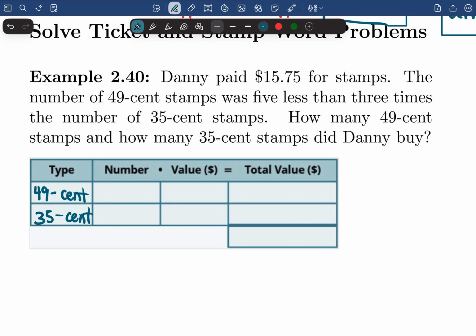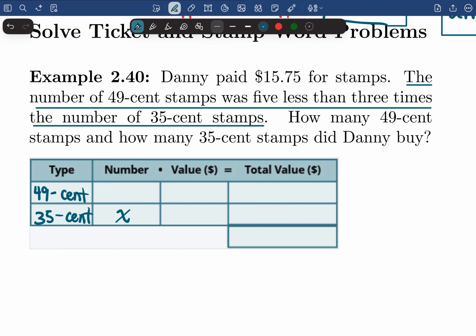Now, looking deeper, I'm going to highlight this sentence right here because it compares the type of stamps with each other. The number of 49-cent stamps was 5 less than 3 times the number of 35-cent stamps. So if I call the 35-cent stamps x, I'm going to use that as the variable number of them. Then the 49-cent stamps was 5 less than 3 times that. So I have 3 times x minus 5. All right, we've written expressions to represent the number of these types of stamps.